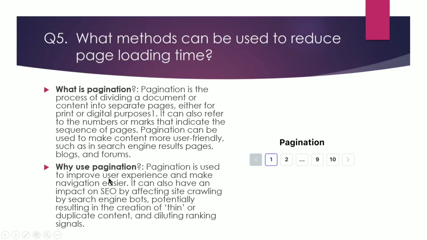Pagination is used to improve user experience and make navigation easier. Okay, so simply you can divide your data into various pages so that only the limited relevant data is loaded at once, so that unnecessary loading can be avoided. Okay, so that our page looks cleaner. That's why we use pagination.